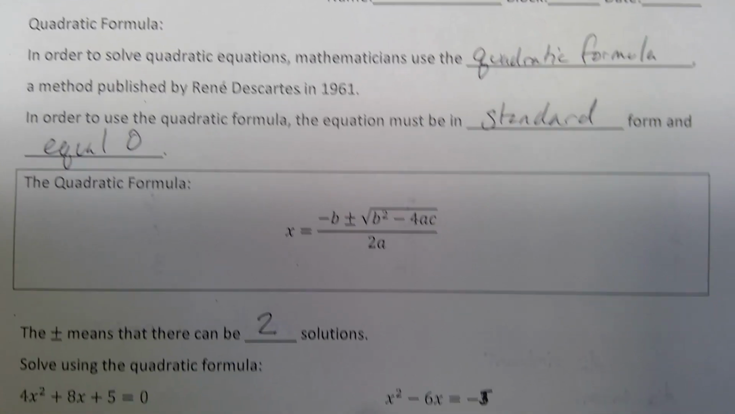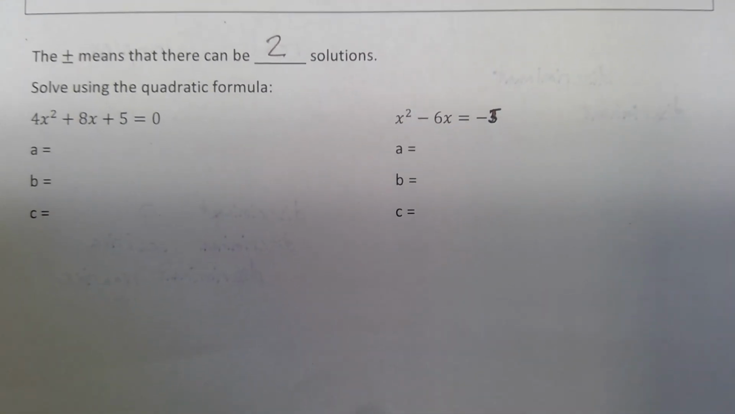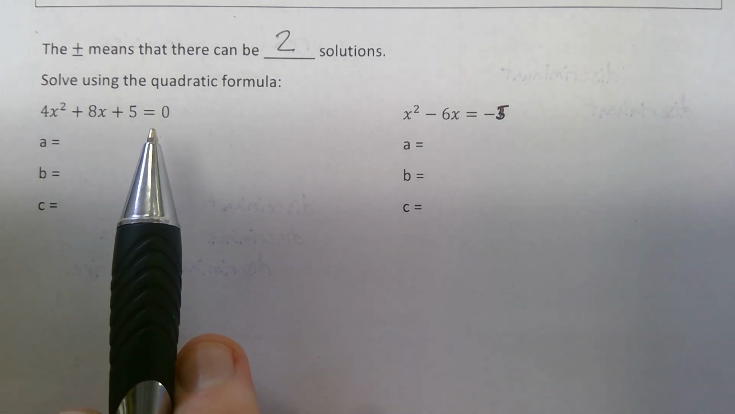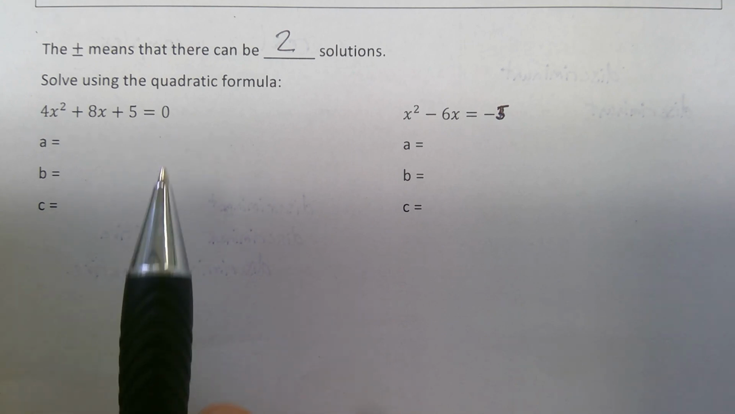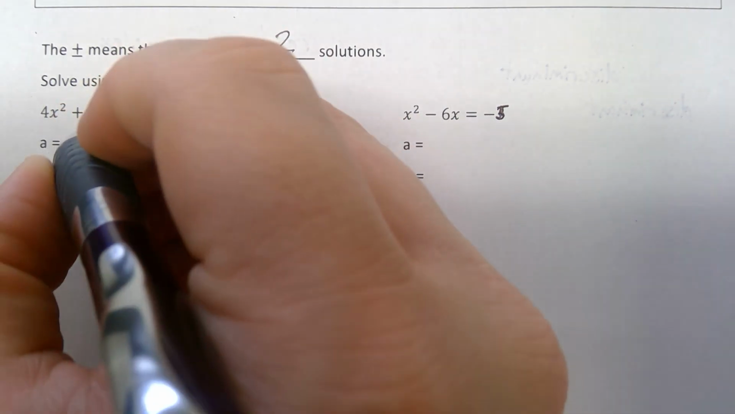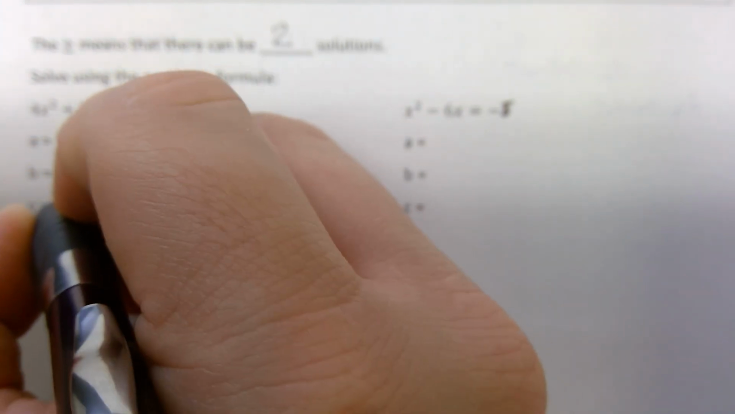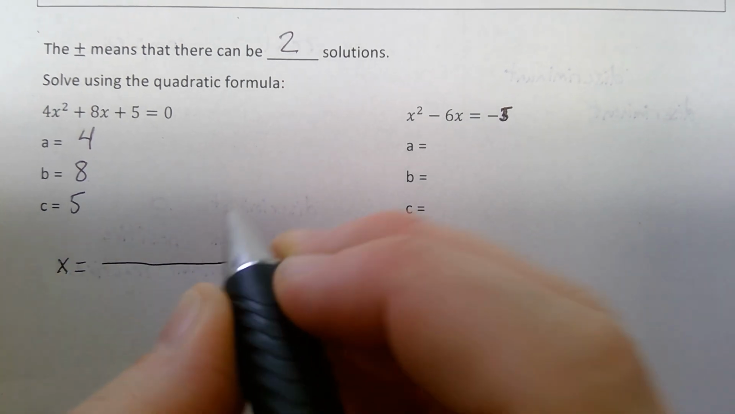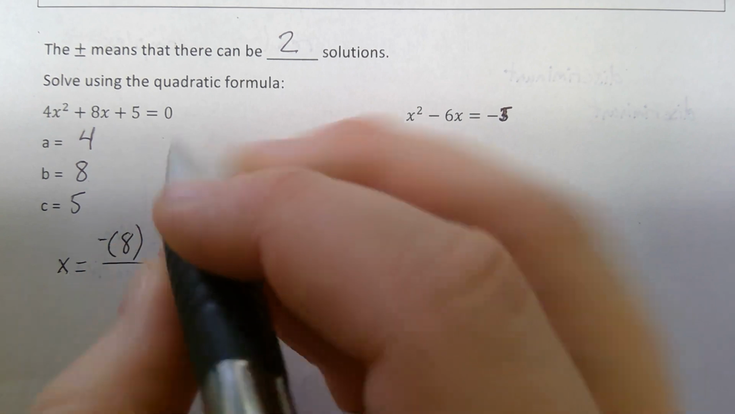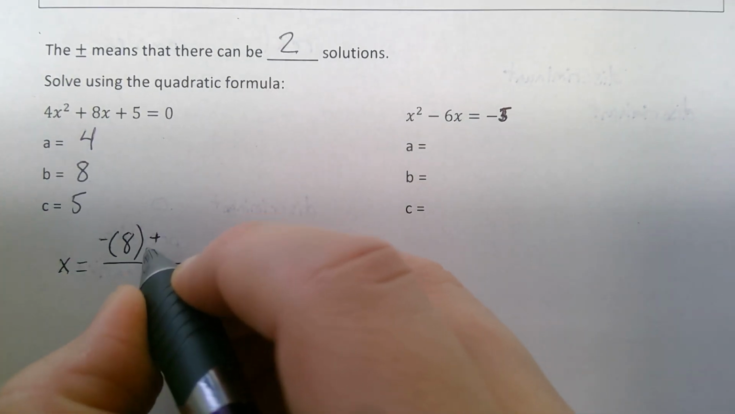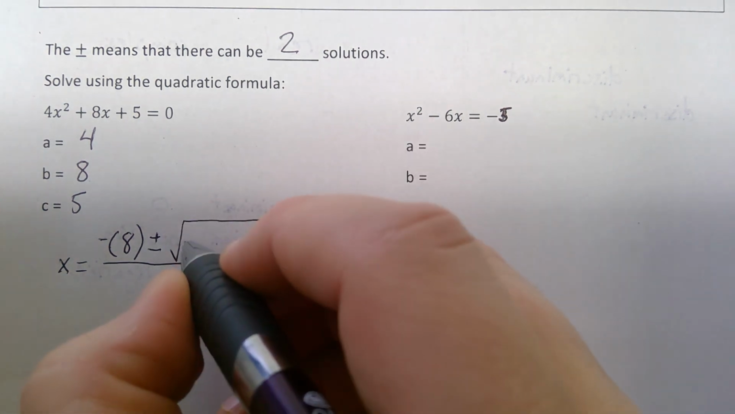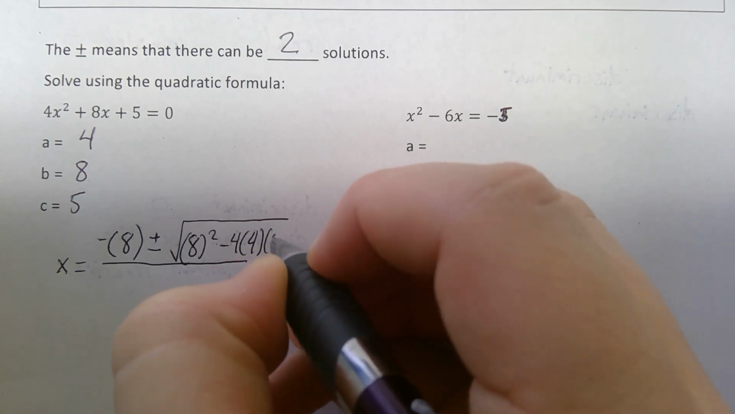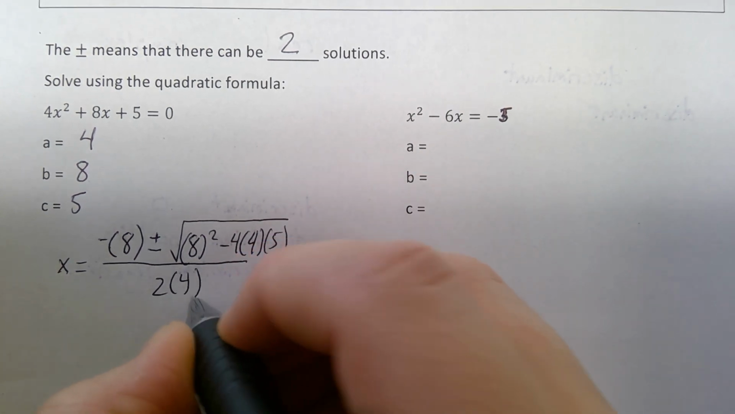Okay, now we're going to go ahead and solve 2 equations with the quadratic formula. So are we in standard form? Ax squared plus bx plus c. Yes. Does it equal 0? Equal 0. Yes. So we're good to go. So let's identify a, b, and c. Now I'm going to plug into my equation. Once again, I'm going to use parentheses. So I know b is 8, so negative b plus or minus square root b squared minus 4 times a times c all over 2a.